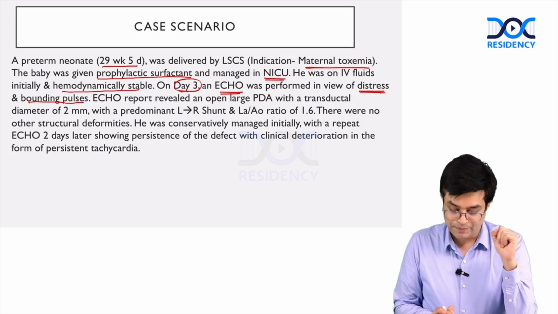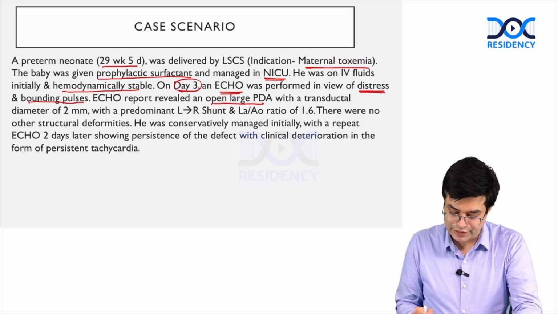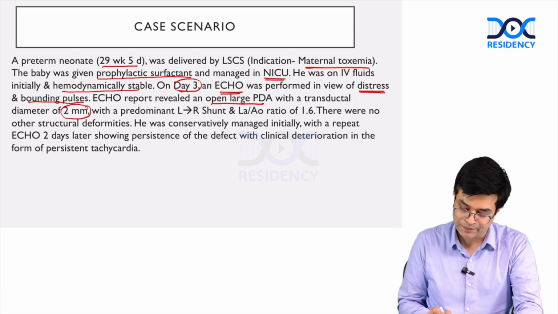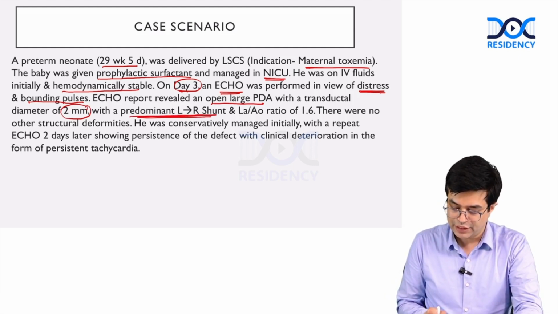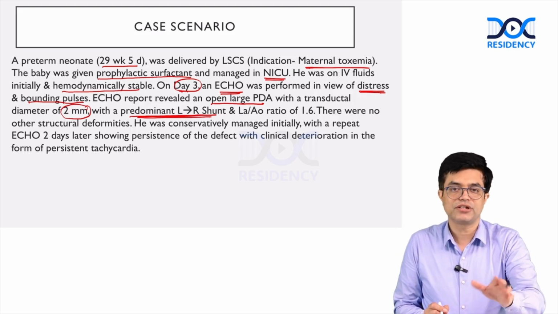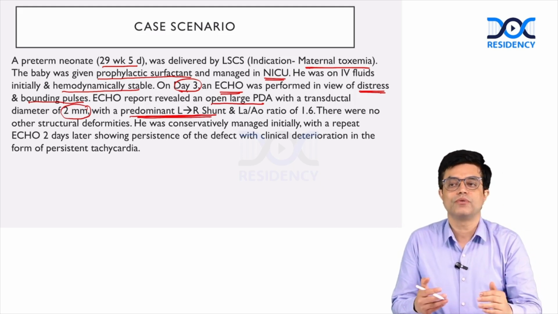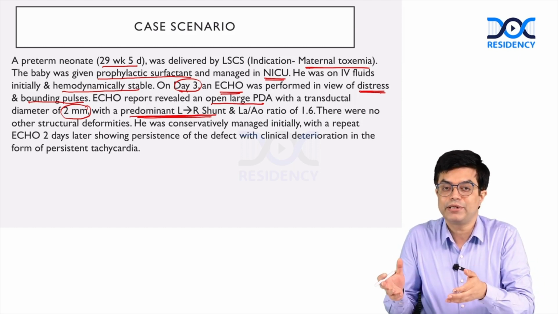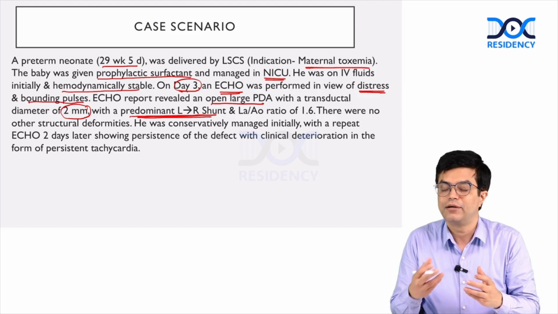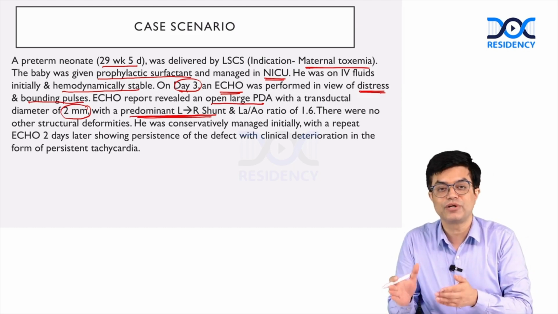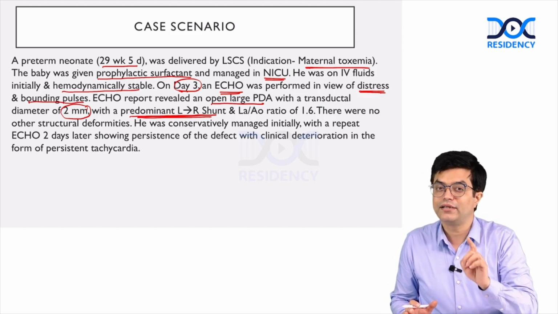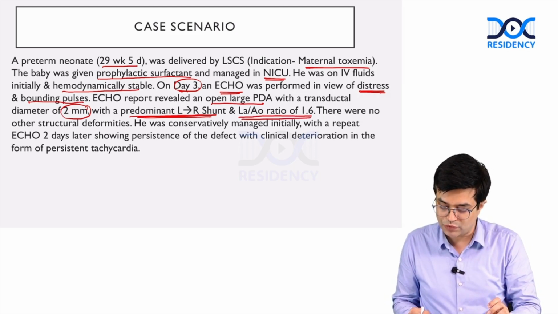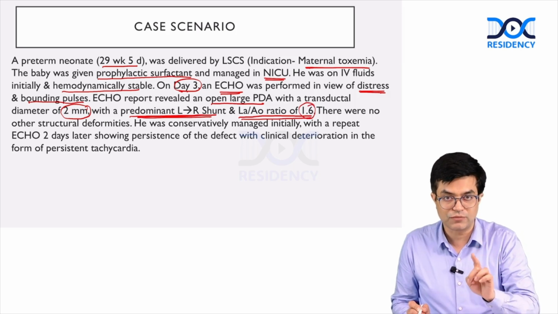And it is a preterm child, remember. The echo report revealed an open large PDA with a transductal diameter of 2 millimeters. It is a significantly enlarged ductus arteriosus, and there was a predominant left to right shunt. Remember the funda that if there is a bidirectional shunt in the first 72 hours or so, it does not indicate a significant PDA. Yes, it may remain patent for a long duration, but it is not significant enough. But if there is a significant pulsatile left to right shunt, that will indicate a likely significant PDA. And the LA to AO ratio was found to be 1.6. We will talk about it in some time.